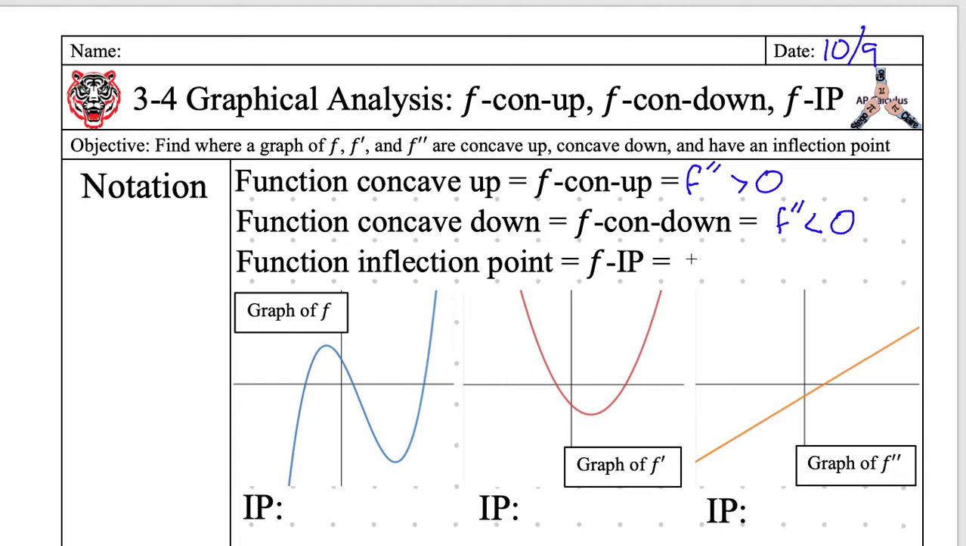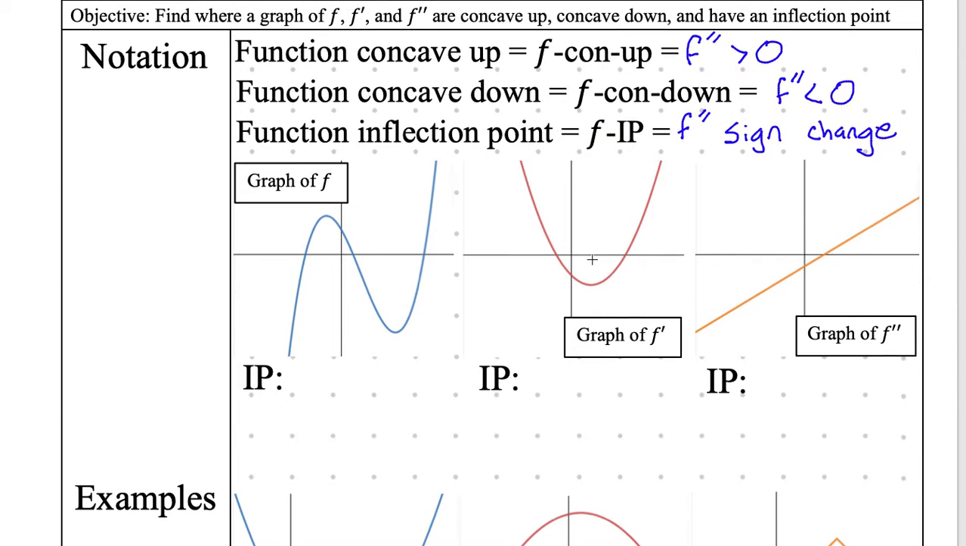So FIP, f inflection point, is where f double prime has a sign change, which will always happen where, I mean, you could have an f double prime DNE, but usually you're going to have an f double prime equal to 0. If I have f double prime equal to 0, there's no name for that. There's no equivalent of a critical value in the second derivative. So you don't have to worry about that. But in order to find an inflection point, you do need to set that equal to 0 and then solve, generally.